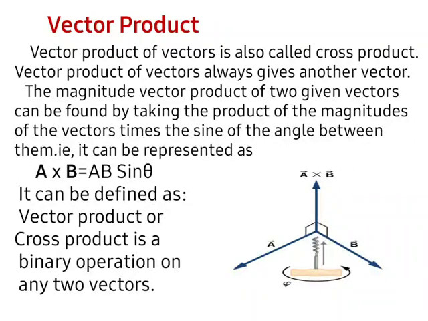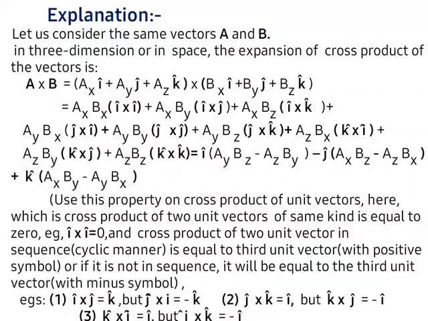That is, it can be represented as vector A cross vector B is equal to AB sin theta, where vector A and vector B are the two vectors which are lying in a plane as shown in the given figure. Let me examine its explanation. Let us consider the same vectors, vector A and vector B again.